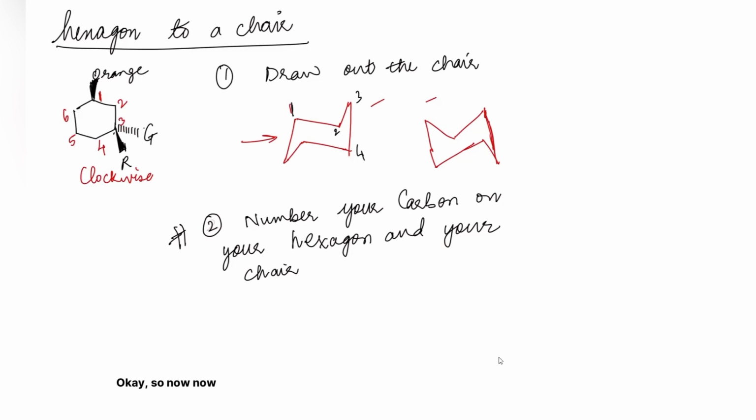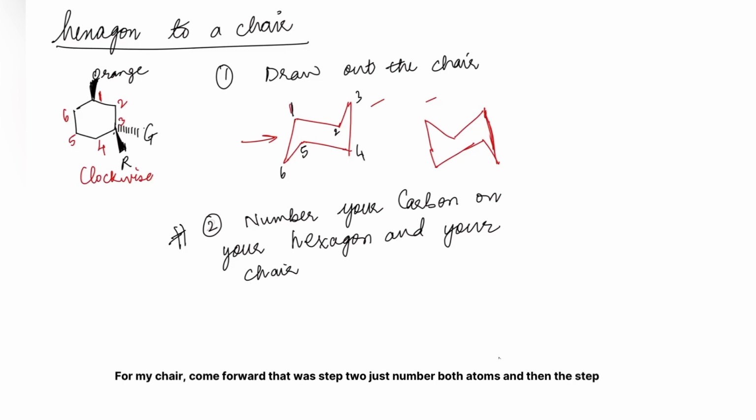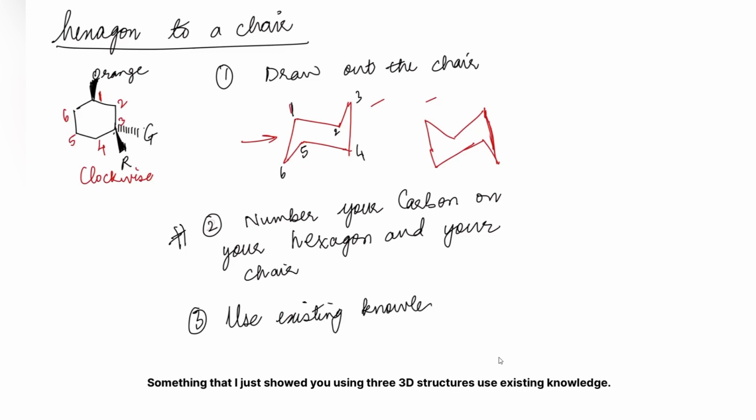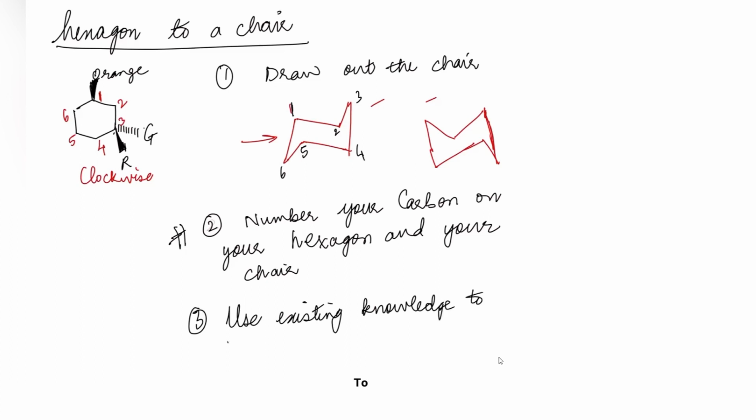Okay. So now let's suppose that that's what I chose as my numbers for my chair conformer. That was step 2, just number both the structures. And then step 3 is to use existing knowledge, something that I just showed you using 3D structures, to place your substituents.